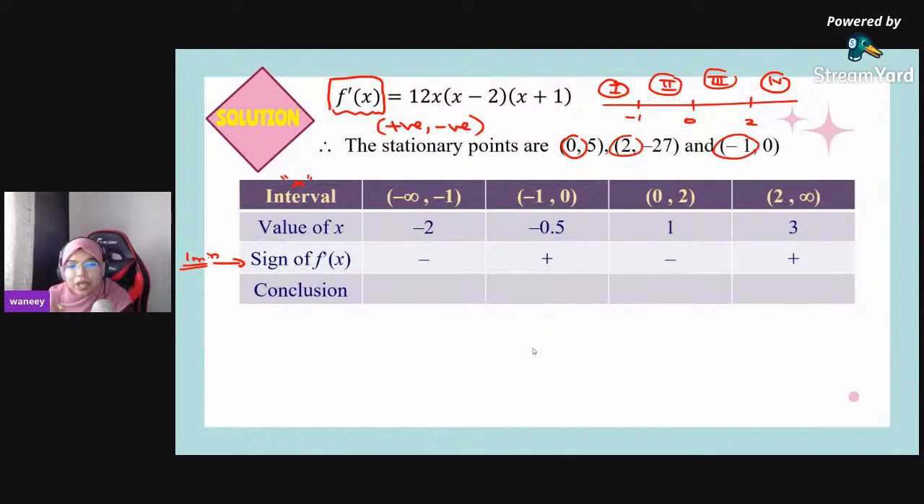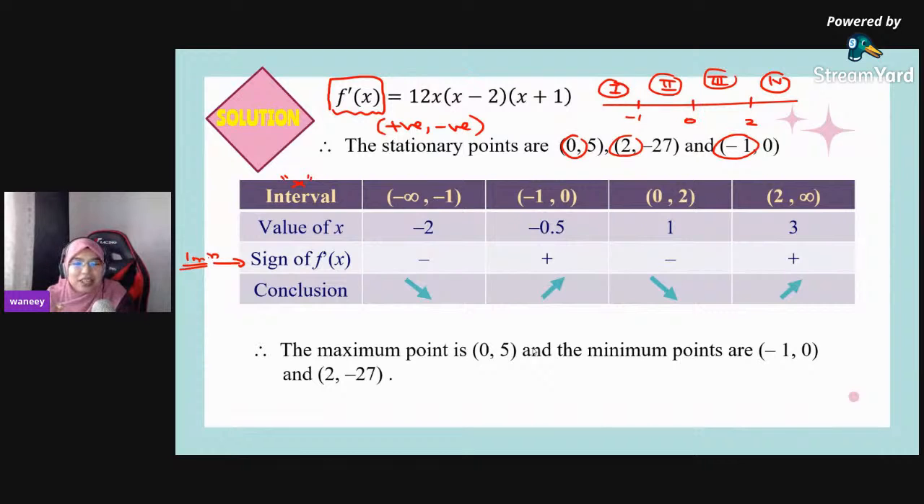Okay, so if we do have a negative as the sign for f prime, then we're going to draw an arrow pointing downwards. Easy. Then positive, going up, going down, going up. Okay, so draw them. Going down for negative, going up for positive, going down for negative, going up for positive. So that simply means that the maximum point is 0, 5 and the minimum points are negative 1, 0 and 2, negative 27.